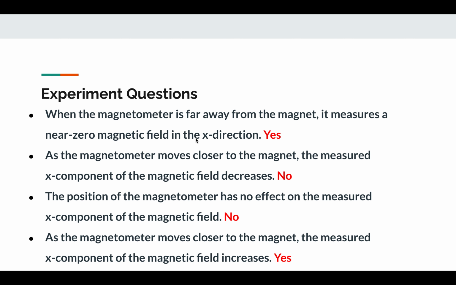So some questions. When it's far away, it does measure a near zero magnetic field. And when the magnetometer moves closer to the magnet, of course, the x component increases.